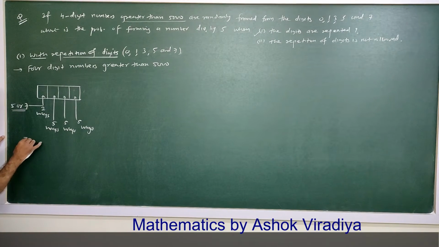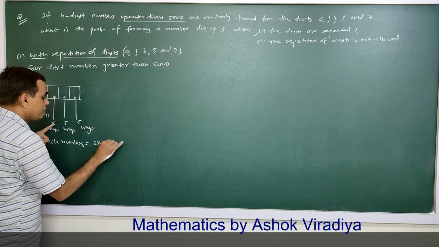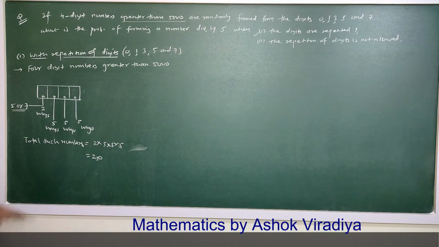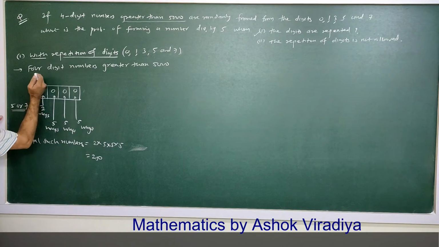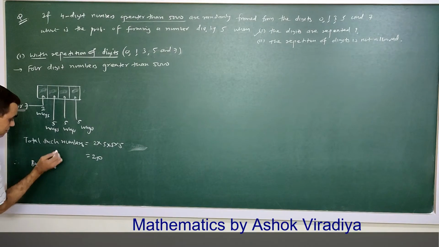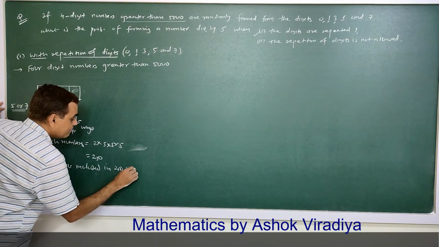So the total number of such numbers is equal to 2 into 5 into 5 into 5, that is 250. There are such 250 numbers. But in these 250 numbers, if you put 5 here and repeat 0, then these 250 numbers include 5000. But we want numbers greater than 5000, so from these 250 we have to exclude this number. 5000 is included in the 250 numbers.